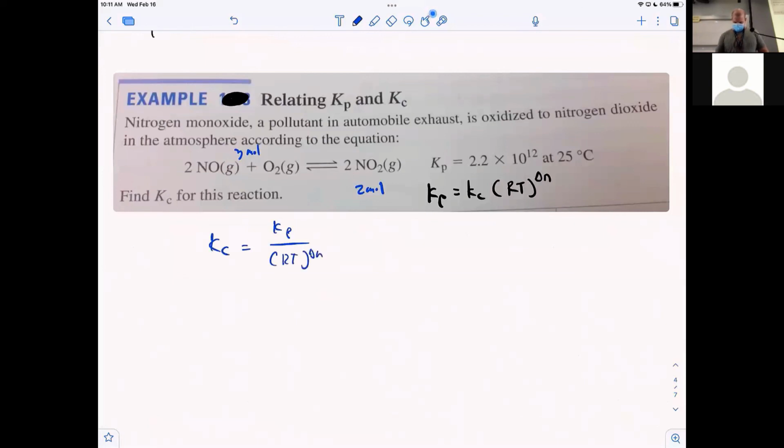And how many moles of gas do we have? We have 2 moles. Oh, I already have it written there. We have 2 moles on the product side, I'm sorry, 2 moles on the product side, 3 moles on the reactant side. So delta N is equal to 2 minus 3, or minus 1. So that means our Kc is Kp times RT to the minus 1, which equals Kp times RT. And we just plug in the numbers.